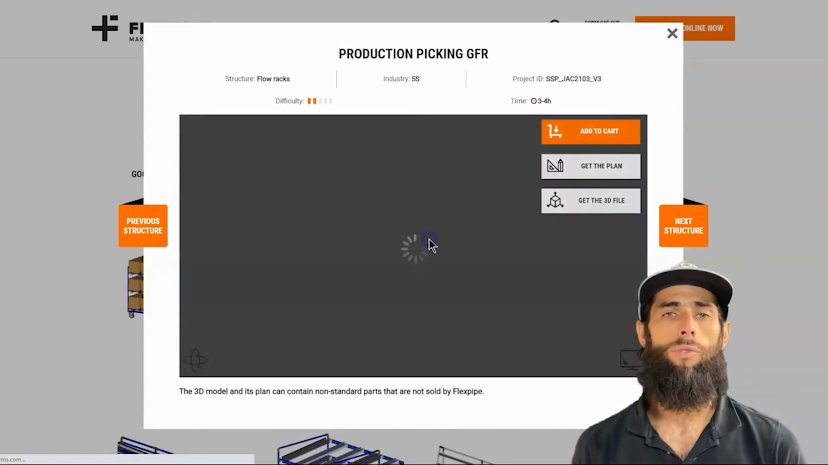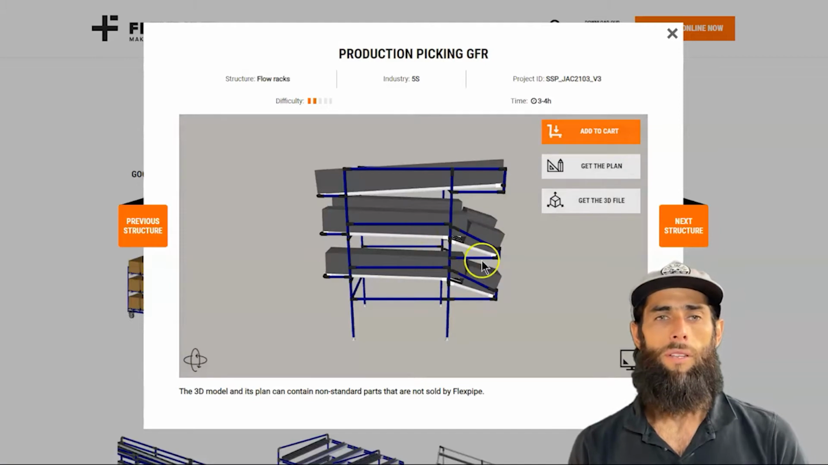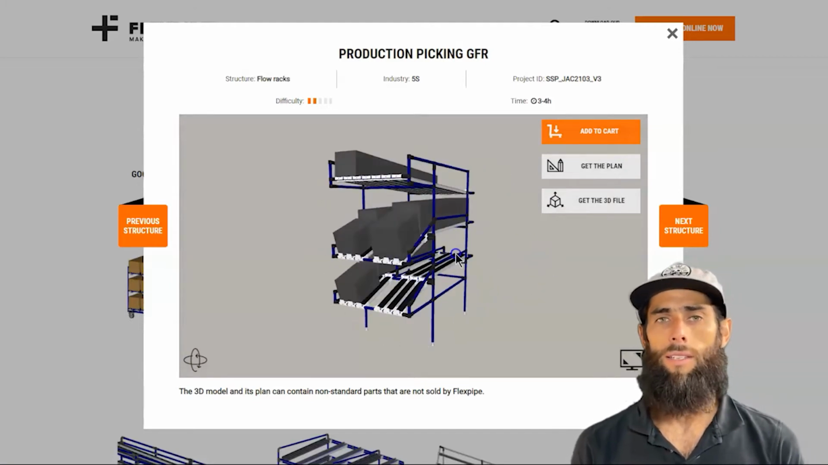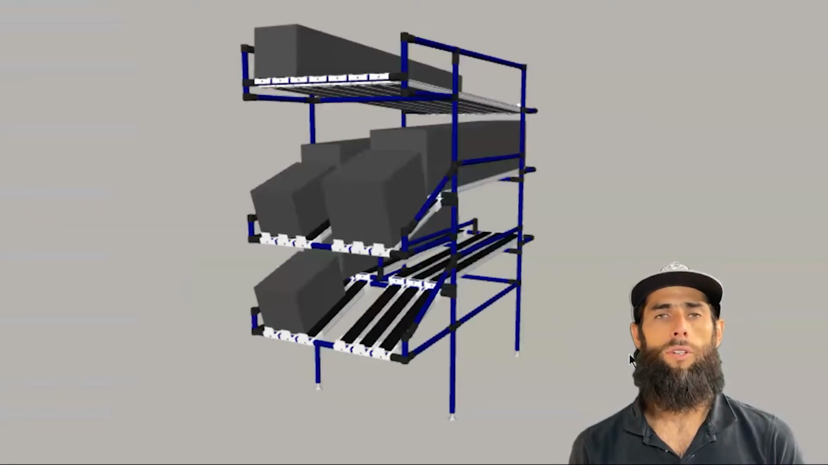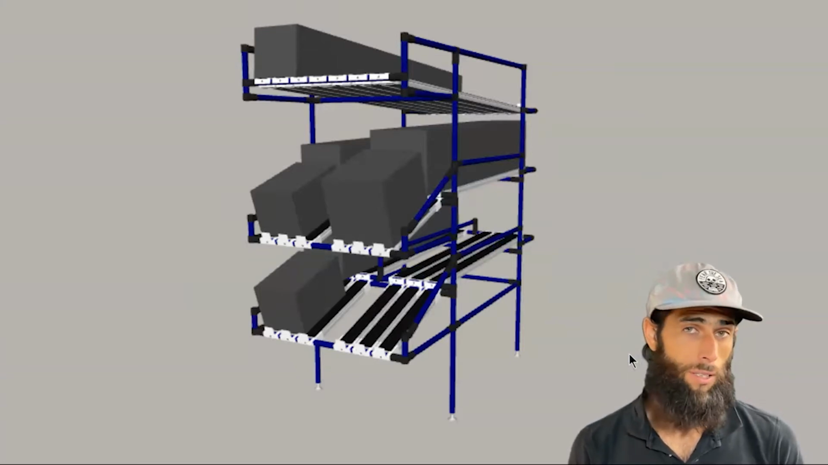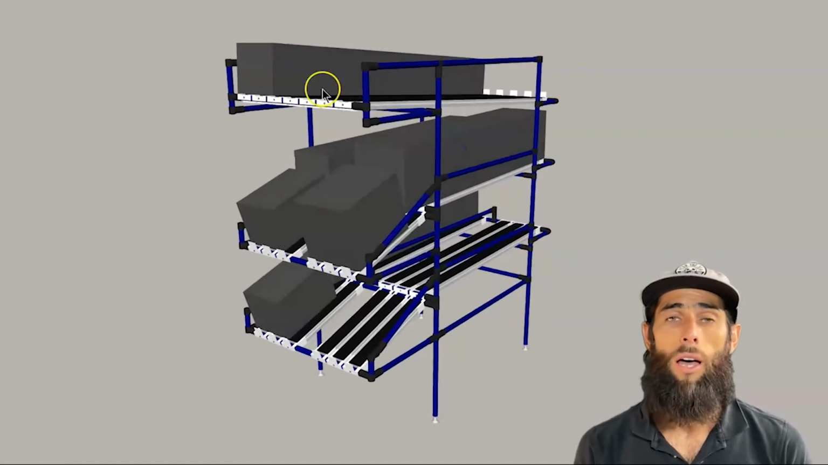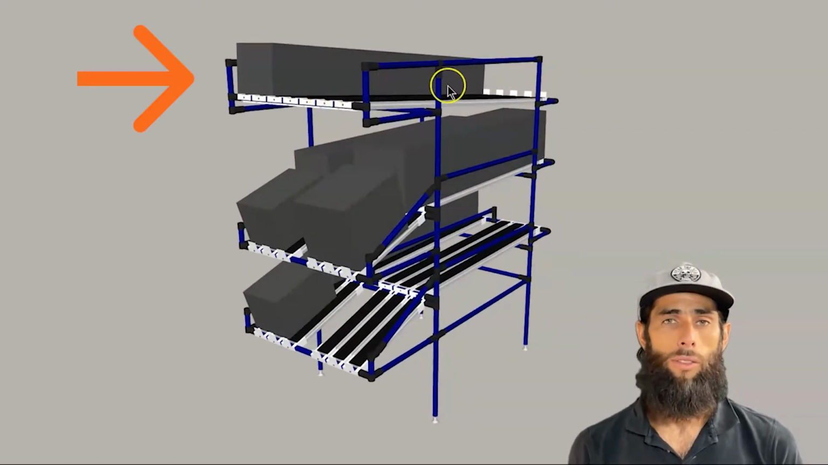Okay, so for the first one, we're going to go ahead and pick the production picking GFR. Again, this could be very useful in production when needing to get rid of empty containers as soon as possible. So this is a return line on the top. That's the one takeaway that we want to think about here.